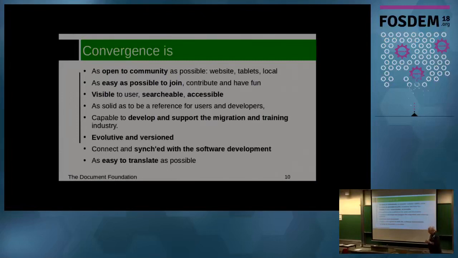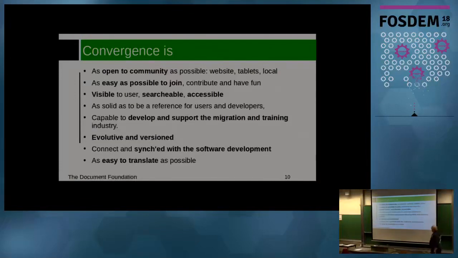Visible for the user, searchable, accessible. If you use some search tools with LibreOffice, you will see a lot of information, but it's not very well indexed so far. It has to be better. And of course, if you search for, say, pivot tables in Google, probably you will have 10 pages of Excel and one on Calc on your screen. So it has to be improved in terms of searchability.